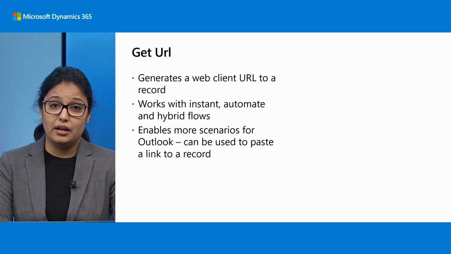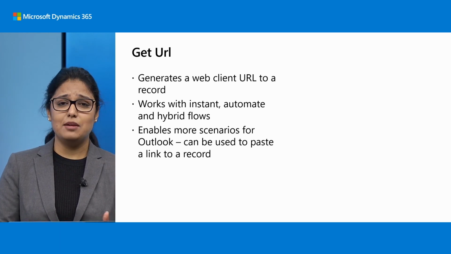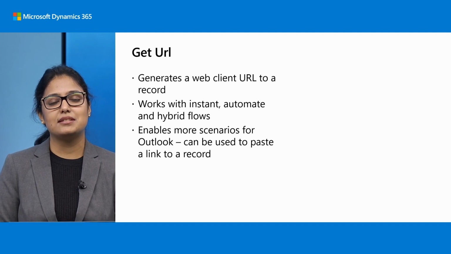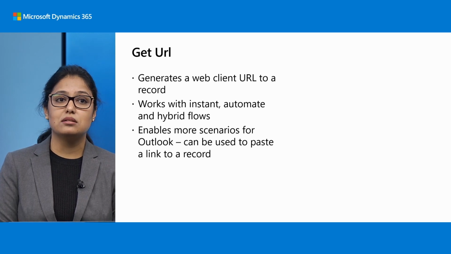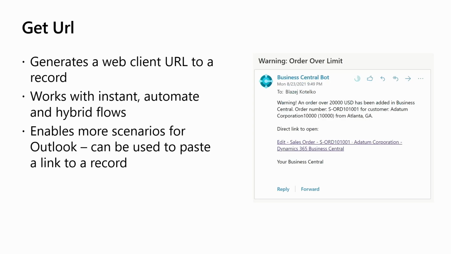Let's talk about the other action, which is also new in this wave, which is the Get URL action. As the name suggests, it gets the web client URL for a Business Central record. It also works with all kinds of flows, instant, automated, and hybrid, and it enables more scenarios for Outlook. For example, you can now paste a link along with a message using the flow for Outlook.